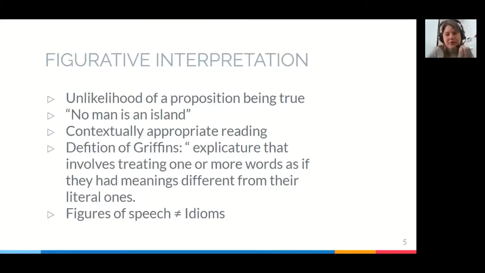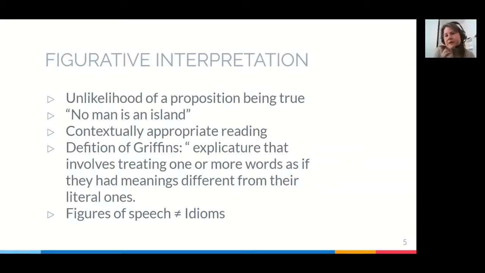The figurative interpretation is when, you can test, when there is an unlikelihood of a proposition being true. So Griffiths gives an example that works: the face of the mother curdled. Curdling is something that doesn't happen to a face, it happens to liquids. So immediately the person thinks, oh, this proposition of the face acting as a liquid is not true, so I'm going to interpret it as figurative language.